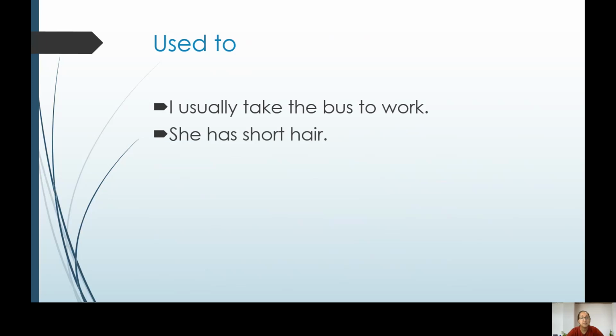And before we do that, let's look at the present. I usually take the bus to work. She has short hair. The first one is a regular action in the present. The second one, have, is a state verb. And so she has short hair is a state in the present.